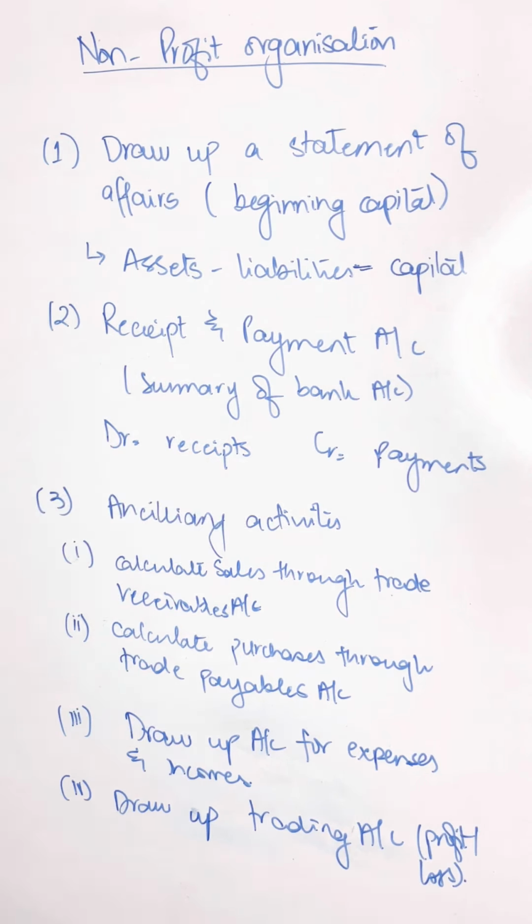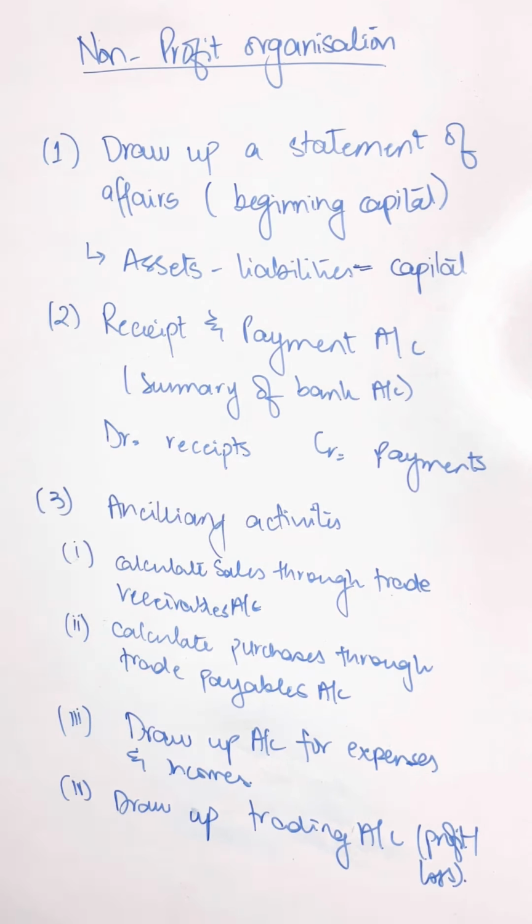Then on the debit side, we have the income and expenditure account. This is the account where you write all the incomes and the expenses, and on the credit side, you record back the amount that you have received for the current year. The fifth is the income and expenditure account, where you list down all the incomes and the expenses, and you calculate either a surplus or a deficit.